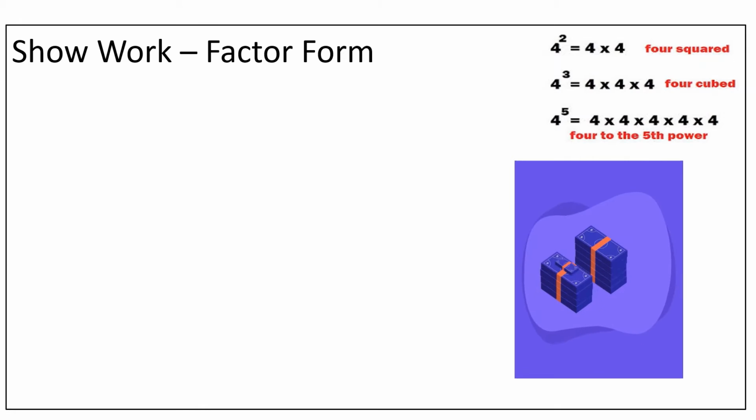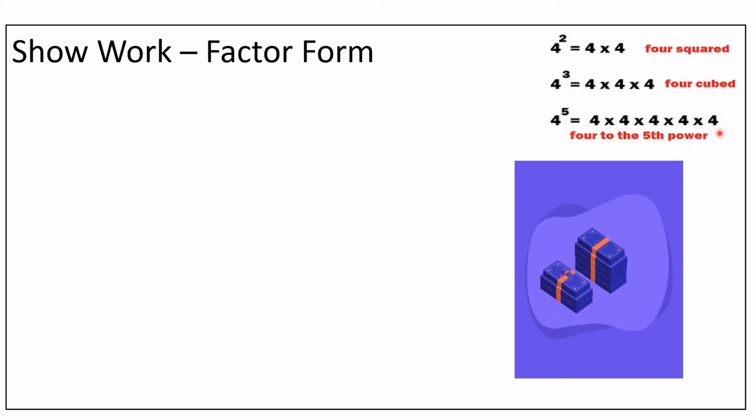Let's go to factor form. Factor form shows us a lot of different things. If we look here, we're dealing with 4s. 4 to the 2nd power just means 4 times 4, but we're multiplying it 2 times. I don't want to confuse anybody. 4 to the 3rd power is 4 times 4 times 4. And 4 to the 5th power, we don't change anything. We just continue multiplying. 4 times 4 times 4 times 4 times 4.